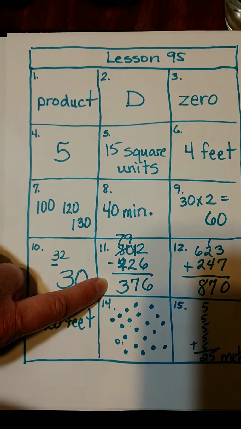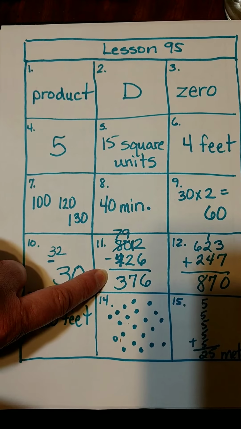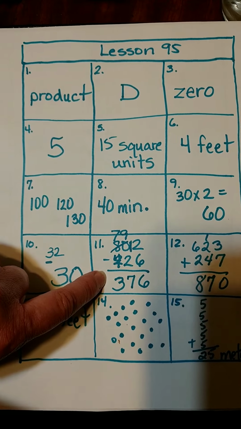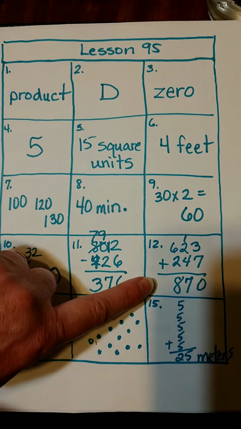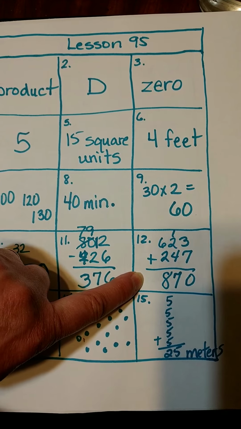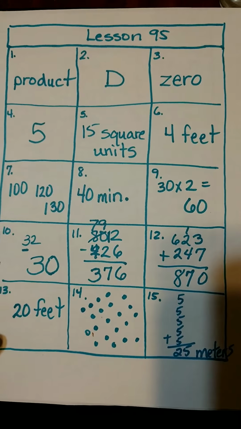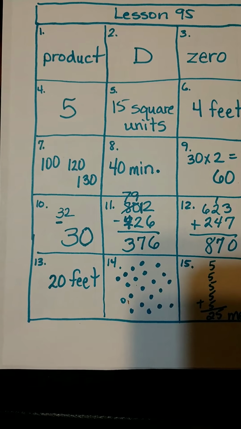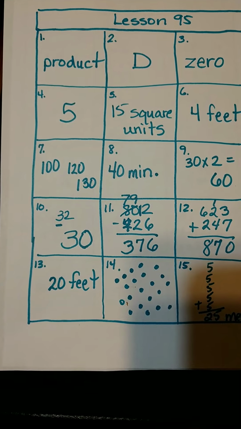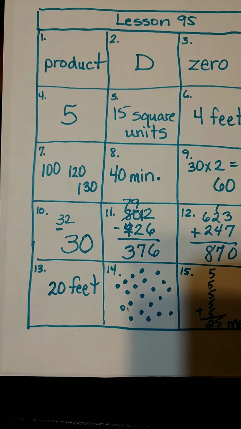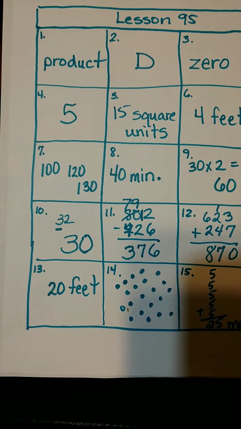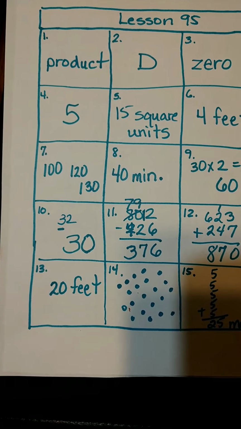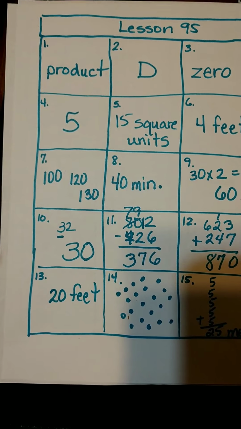On number 11, I hope that you got this correct. I know that subtraction's hard sometimes, but the answer is 376. On number 12, when you add it together, you should get 870. On number 13, this was kind of a tough one. Mrs. Jones used 3 feet of ribbon to decorate one package, 2 feet for another, and 5 feet for a third package. She had 10 feet of ribbon left. How many feet of ribbon did she begin with?